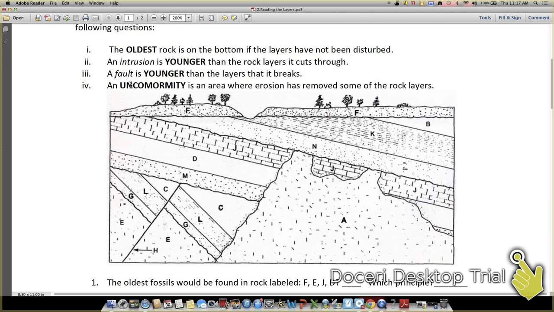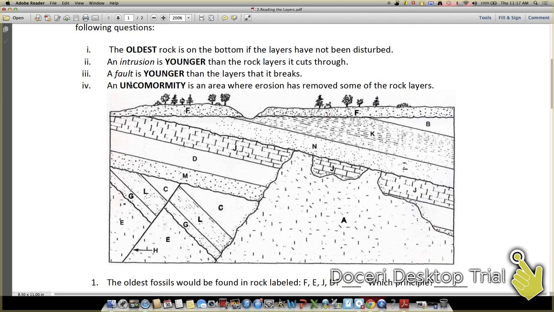So, the first principle says, the oldest rock is on the bottom if the layers have not been disturbed. That also could mean that the youngest rock is on the top. The youngest is not at the bottom if it just told us the oldest is at the bottom. So you flip around the difference. If it's telling us the oldest is at the bottom, then the youngest must be at the top.